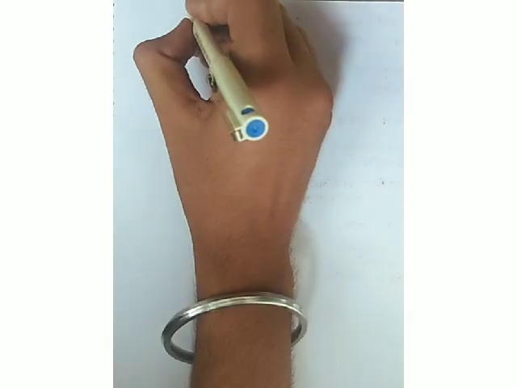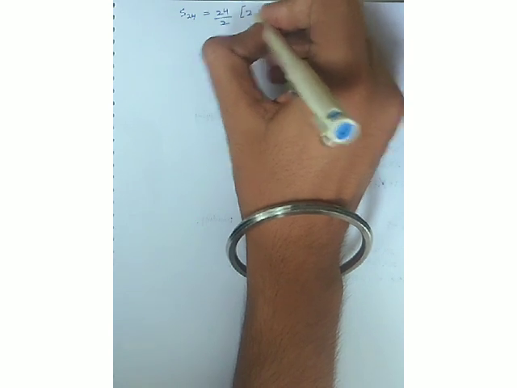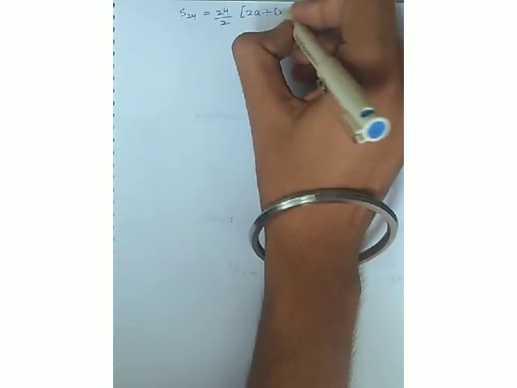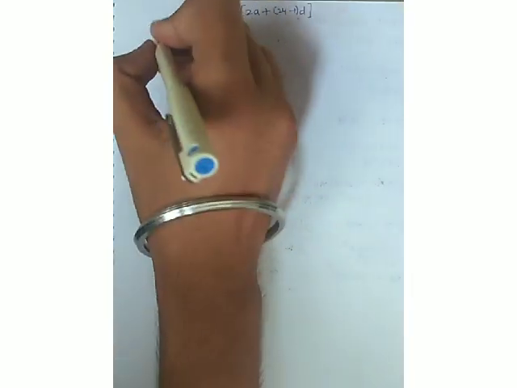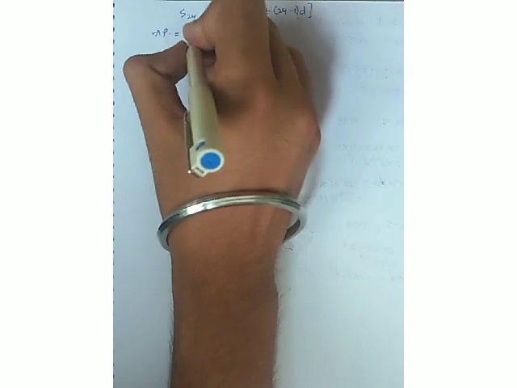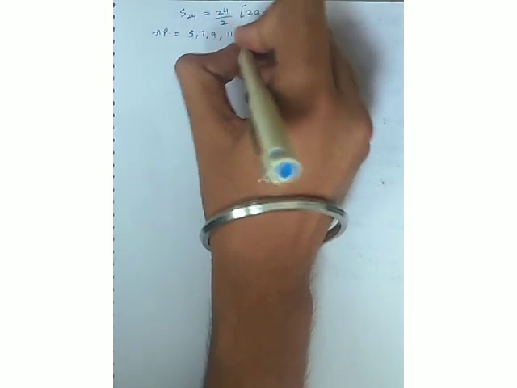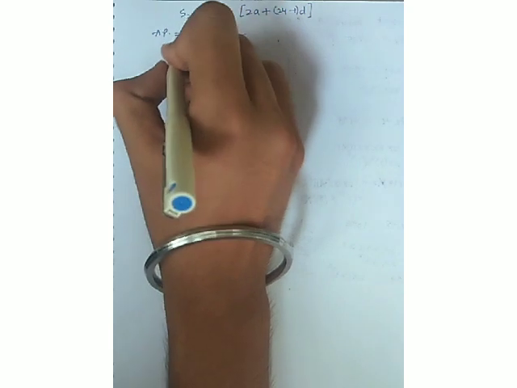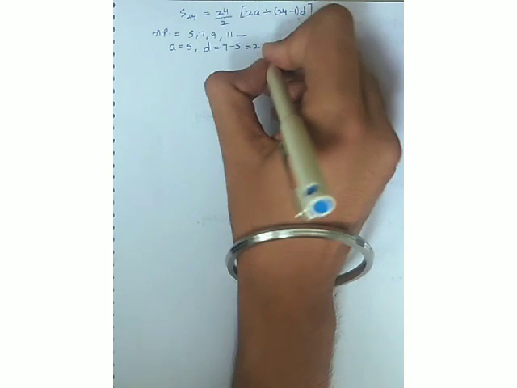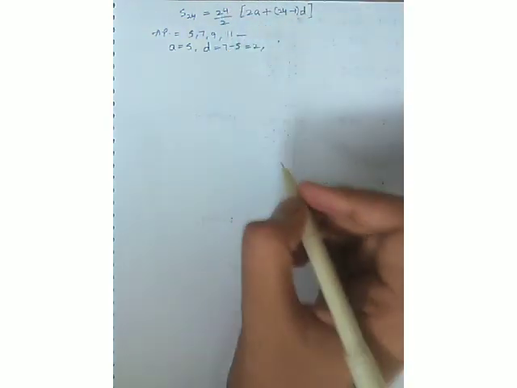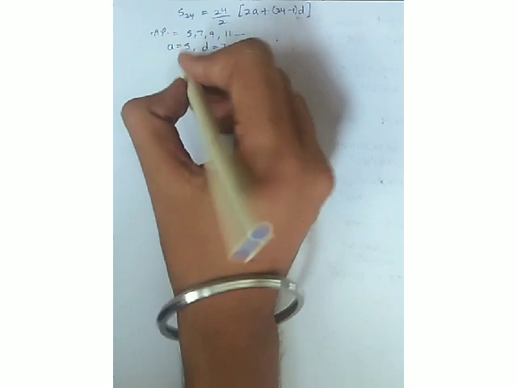We have to find S24. The formula of S24 will be 24 upon 2 (2a plus (24 minus 1) into d). Now of course our AP that we have made, that AP is 5, 7, 9, 11 and so on. Now a is 5. What about D? D is 7 minus 5, that is 2. Okay, and N is 24. I have already filled it. Now A is given, D is given, so just fill it in.